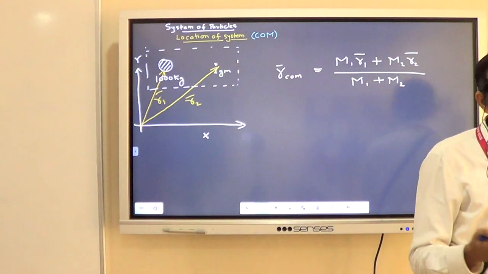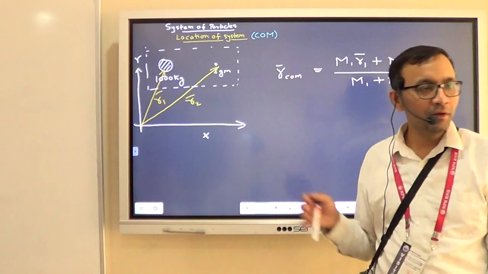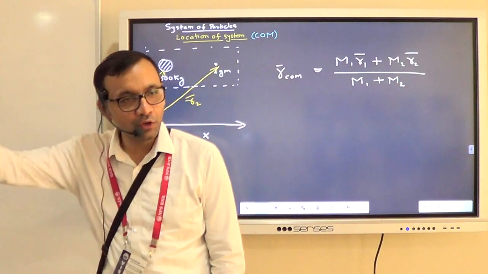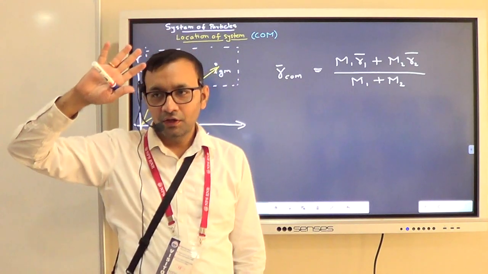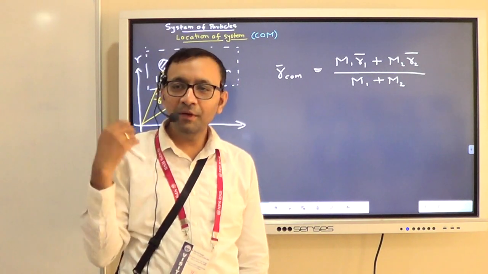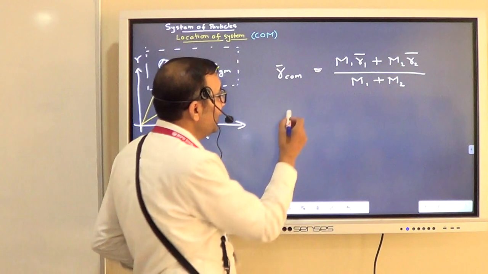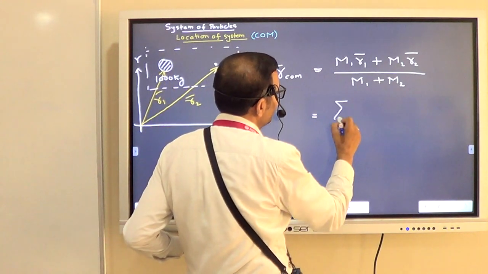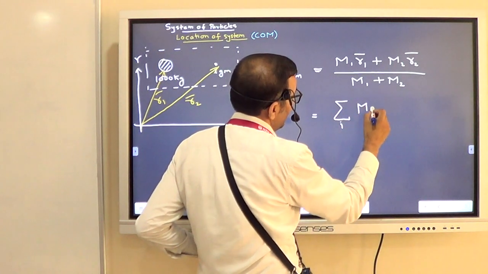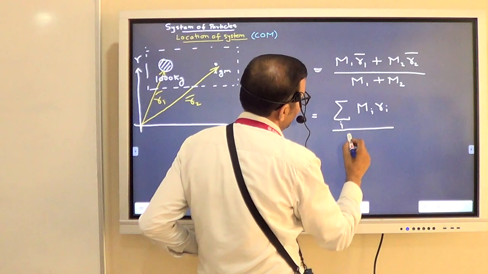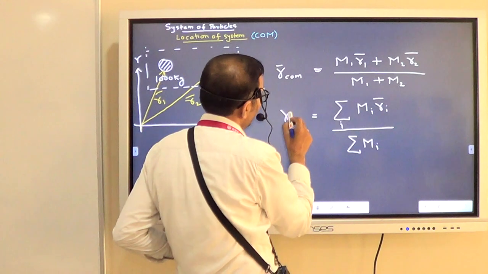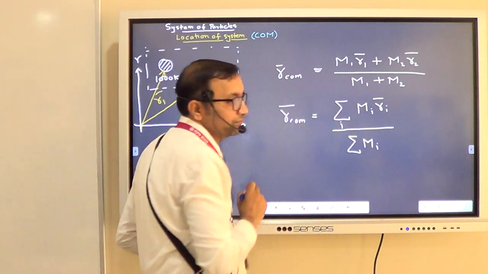Suppose there are multiple particles, suppose there are like 10 particles, then what will be the formula? m1 r1, m2 r2, m3 r3, m4 r4, and so on. Are you getting it? So I am writing only for two particles. There can be multiple particles, and there can be infinite particles also. So how do I write this? Do you know this symbol? This is summation of mi ri divided by summation of mi. This is the center of mass location.